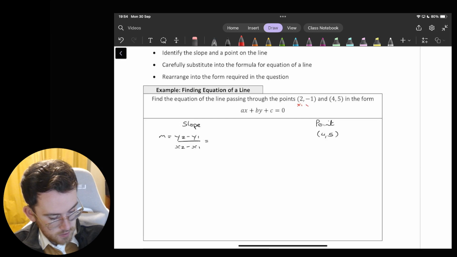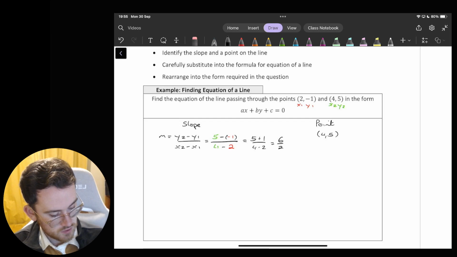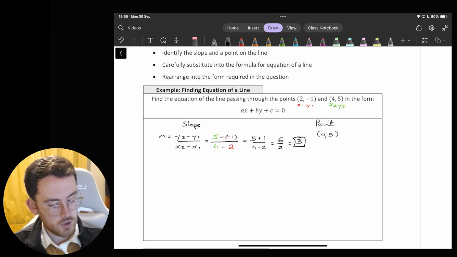So let's label my points x1, y1, and x2, y2. So y2 is 5 minus minus 1, just watching out for my negative signs here. And x2 then is 4 minus 2. So that's going to give me 5 plus 1 over 4 minus 2, which is 6 over 2, which is 3. So I have a slope of 3 and I have a point 4, 5.